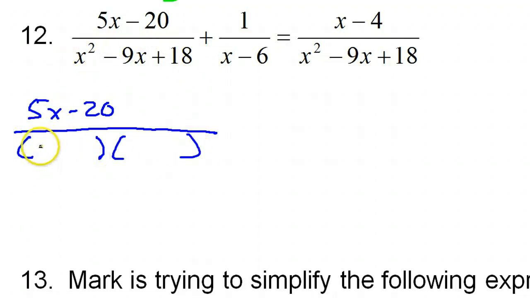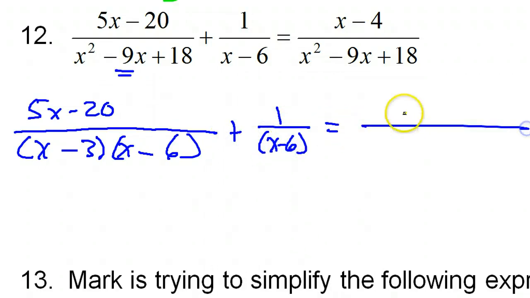So x squared is going to factor as x times x. 18, I'm thinking 3 times 6. Could have been 2 times 9, but I'm looking at a middle of negative 9x. If I have negative 3 and negative 6, that makes negative 9. Also, a negative times negative is a positive, so we just factored that. Feeling like a genius.